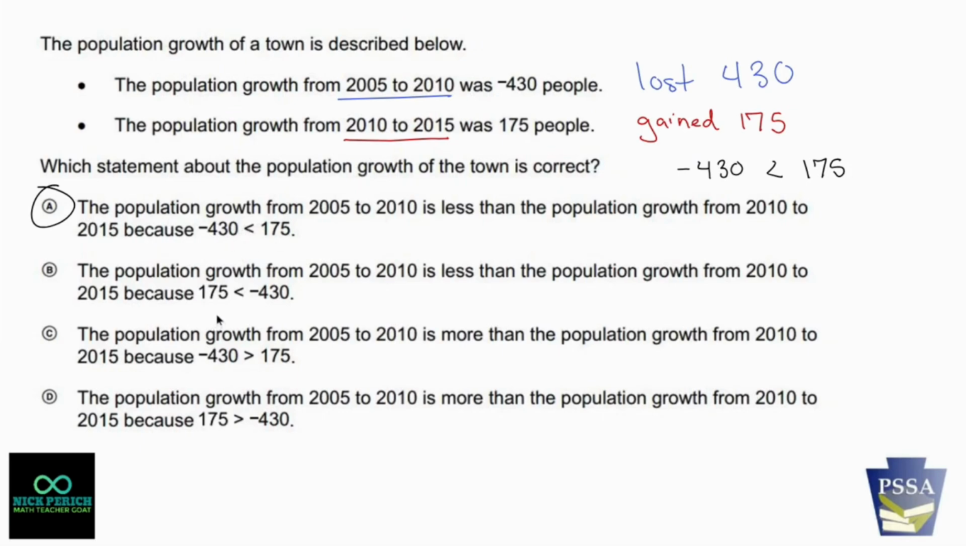If I were to just look at these other statements, 175 is not less than negative 430. Negative 430 is not greater than positive 175. Now, this is true: 175 is greater than negative 430, but the growth from 2005 to 2010 is not more than the population growth from 2010 to 2015. That is the one that's wrong. So you can't just circle the answer and assume, oh, maybe it's D because that's a true statement. It sure is, but this part is not a true statement. It has to be completely true or not true at all.